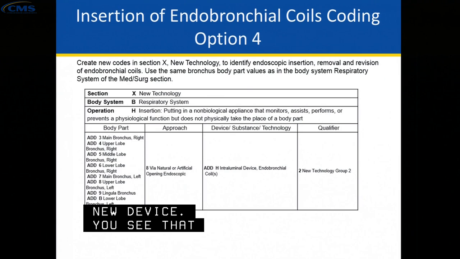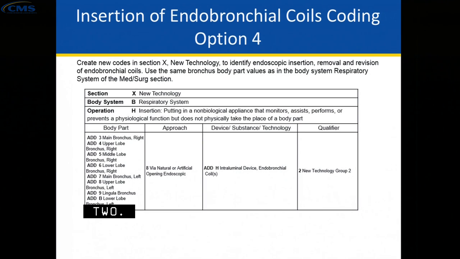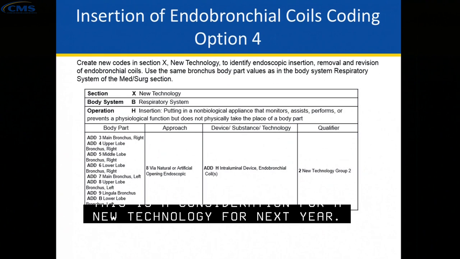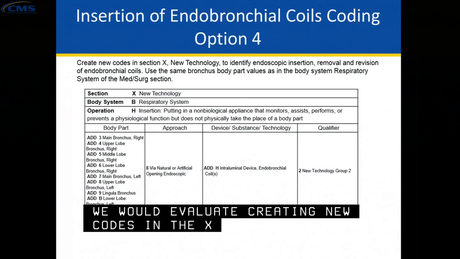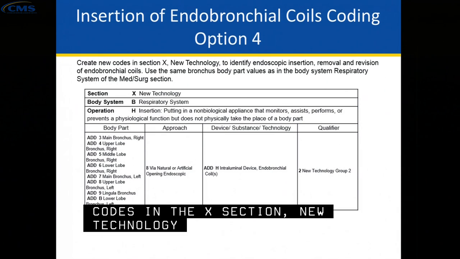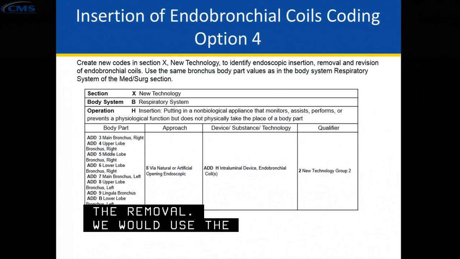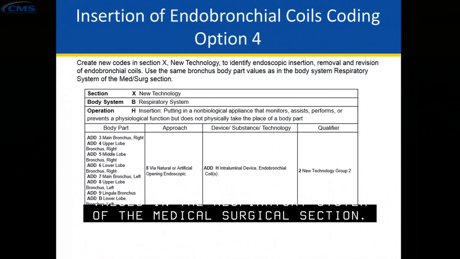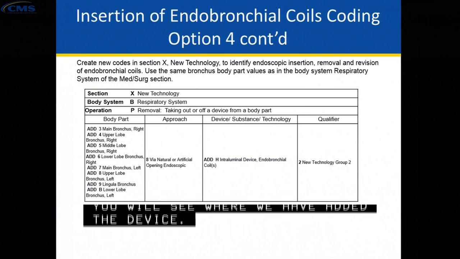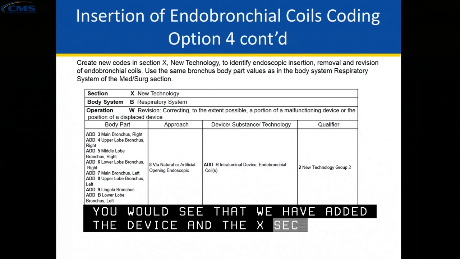Now this is a consideration for a new technology for next year. So we would also evaluate creating new codes in the X section, the new technology section, to identify the endoscopic insertion, removal, and revision of the endobronchial coils. We would use the same bronchus body part values that are in the respiratory system of the medical surgical section. And you will see on this where we've added the device. And you would see that we've also added the device in the X section for the removal and for the revision.